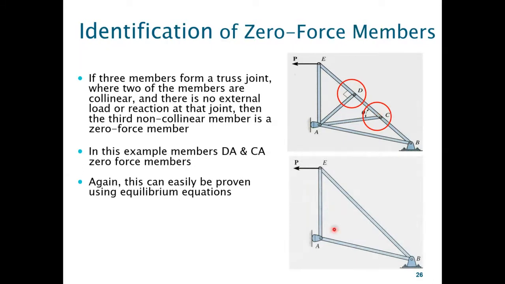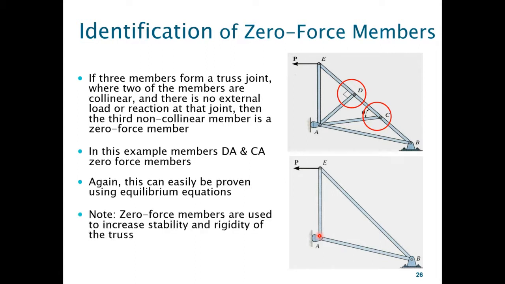Again, we can simplify that truss for the analysis to be able to do the design. Now, zero force members are used to increase stability and rigidity of a truss. So it's not that we don't need them, but they can help in increasing the stability and rigidity of the truss.